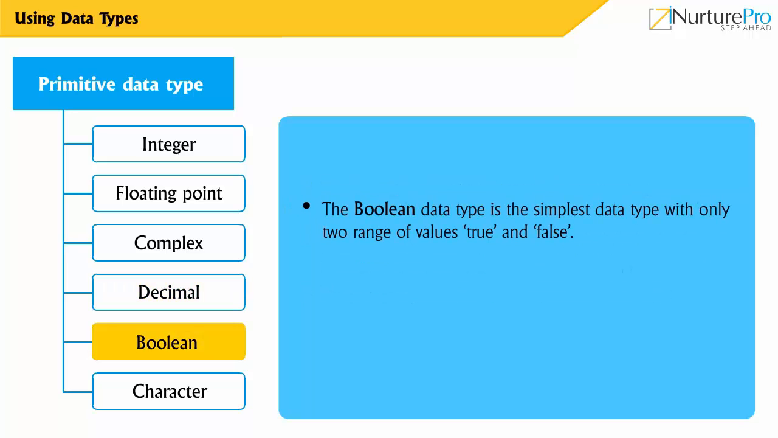The Boolean data type is the simplest data type with only 2 ranges of values, true and false. They were introduced in Algol 60. It is represented in bits but often referred to as bytes.